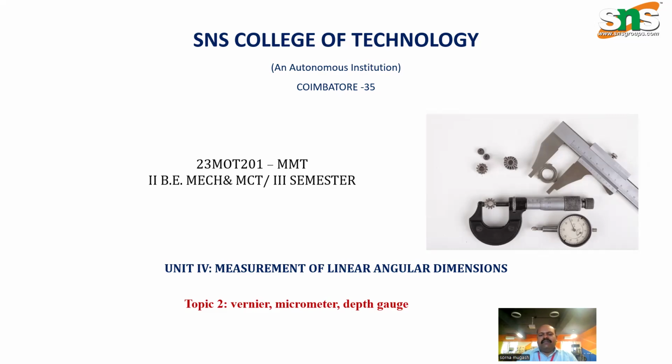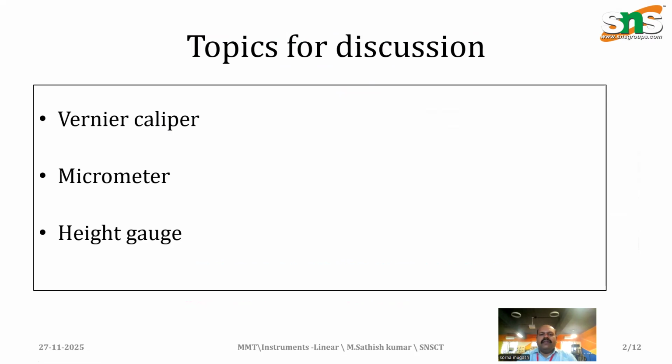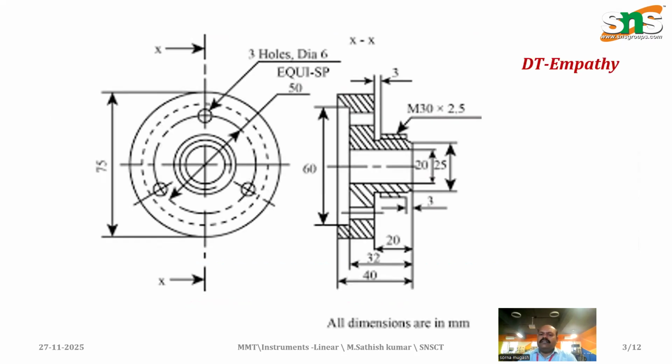So today we have three major instruments which are used widely in the field of quality engineering. Let us discuss one by one. One is Vernier caliper, micrometer and depth gauge. So these are the topics for today's discussion, and let us do a small empathy on this part.